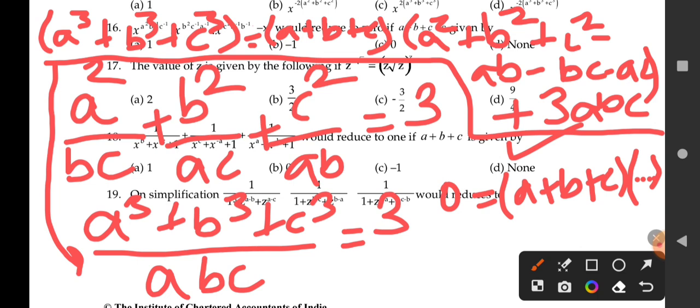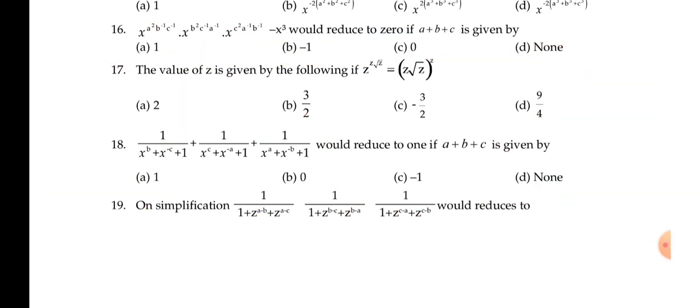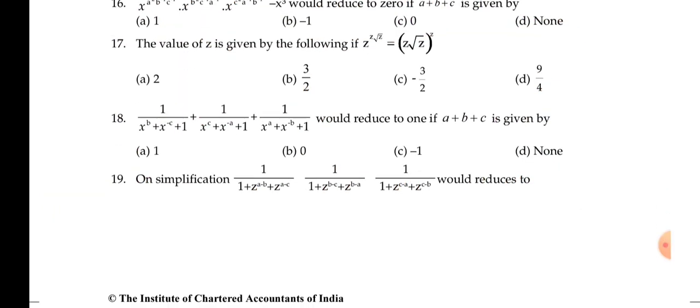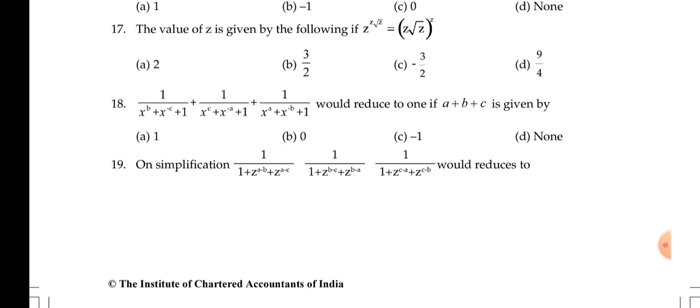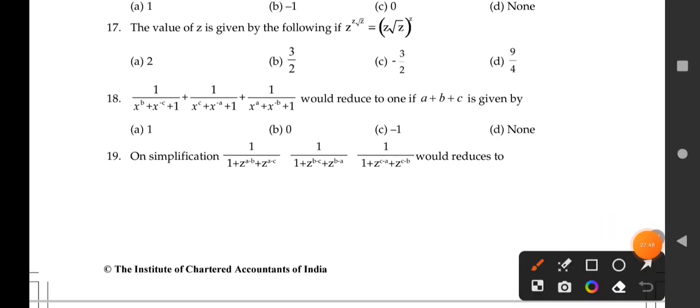Option number C. I hope you understood this, and please write the a cube plus b cube plus c cube formula in your notes. Question number 17. Again, this is a very simple question. You just have to simplify it.